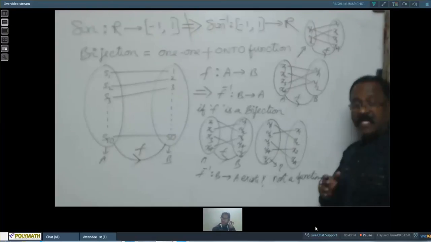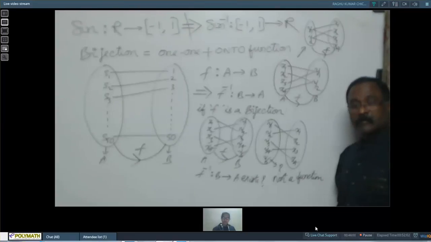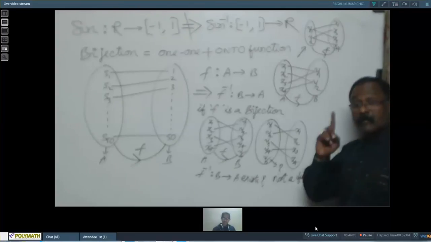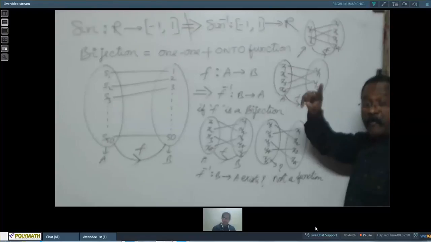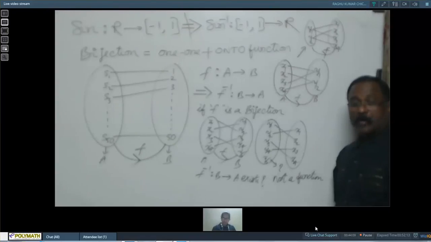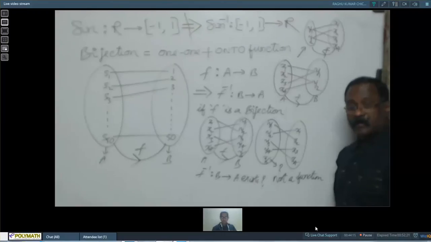Which is against the rule of a function. This element has two images. It's not a function because X1 and X3 have the same pre-image. No, you have to see from the domain here. In the domain, no element should have more than one image. But Y1 has how many images? Two images. Y2 has how many images? Two images. That's the reason why it is not a function.